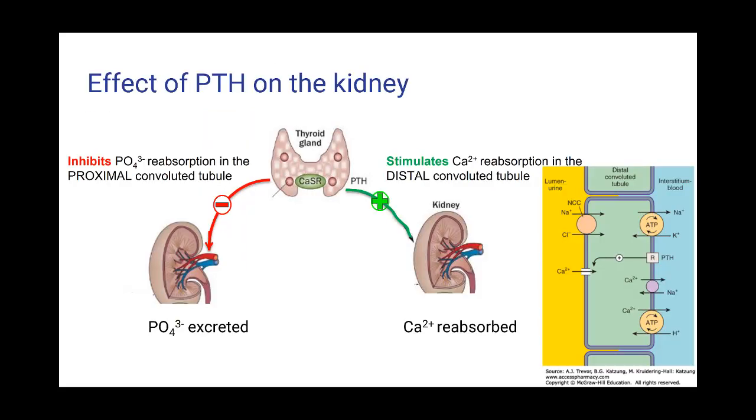The parathyroid hormone also has an effect on the kidneys, and what it does is the parathyroid hormone brings about calcium reabsorption in the distal convoluted tubule. You can see that there's a receptor there, and that promotes calcium reabsorption in the nephron. Parathyroid hormone inhibits phosphorus reabsorption at the level of the proximal convoluted tubule. That's the site where phosphorus normally gets reabsorbed.